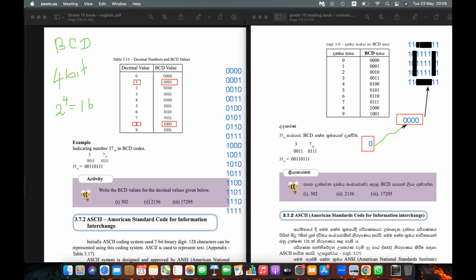Okay, when you type 2136, what is the BCD code? Can you tell me the BCD code for these three values quickly? Quickly send BCD values for these numbers. Send it as soon as possible.